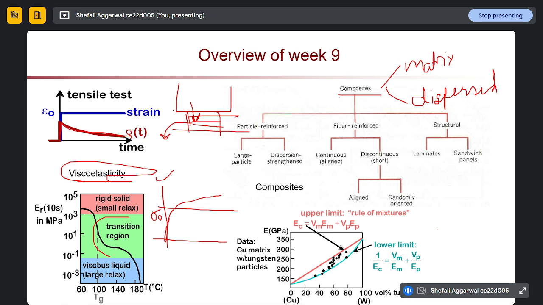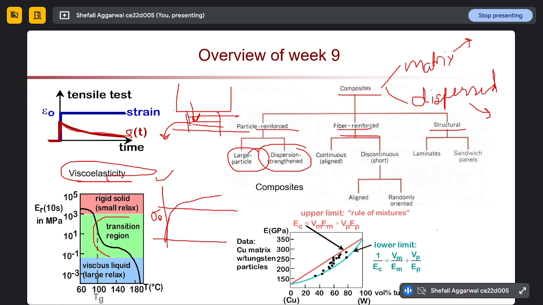So for example, if we are adding fibers to our concrete, that is a fiber reinforced concrete composite. In that case, our matrix will be concrete and our fibers are the dispersed phase. So these are the different types of classification of composite materials. We have particle reinforced, then fiber reinforced, then structural composite. Particle reinforced means we are dispersing some particles into our matrix, like using small steel fibers and dispersing them into concrete.